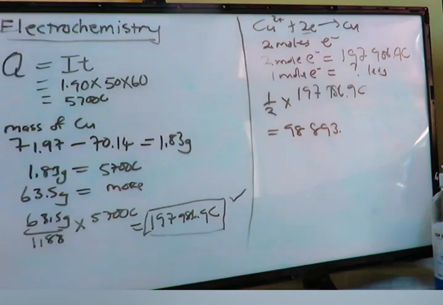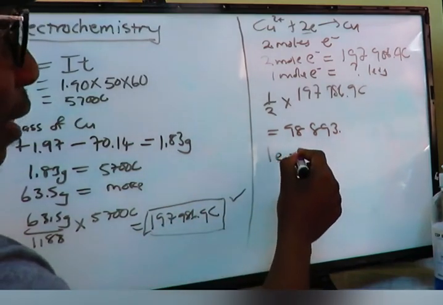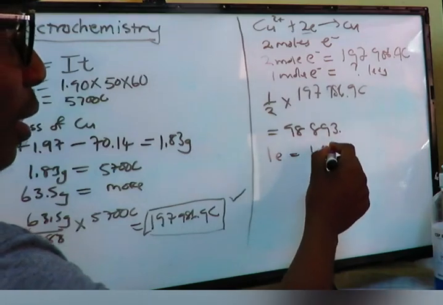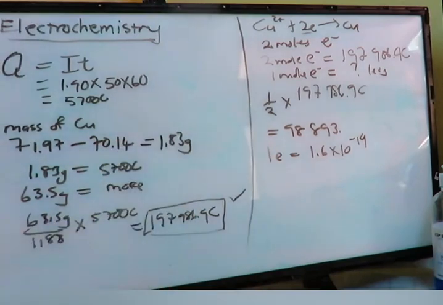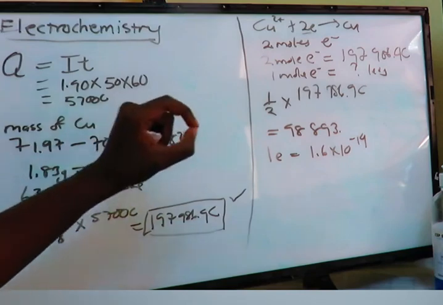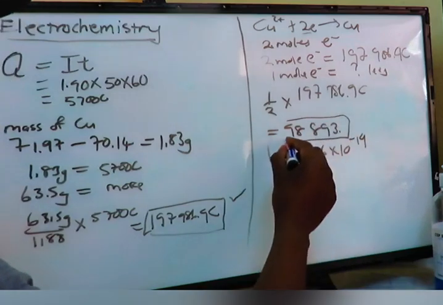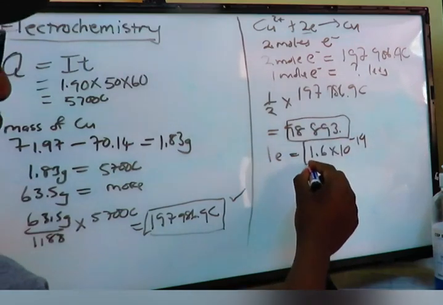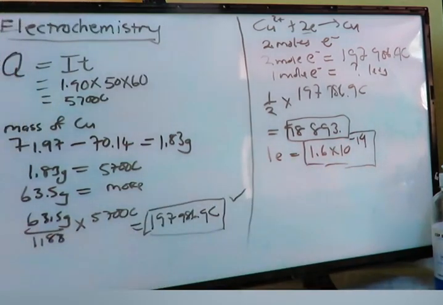But we also know the charge on 1 electron. 1 electron has a charge of 1.6 times 10 to the power negative 19 coulombs. So if we divide the charge that we have for 1 mole of electrons by the charge of 1 electron, then we can figure out how many electrons were there altogether.